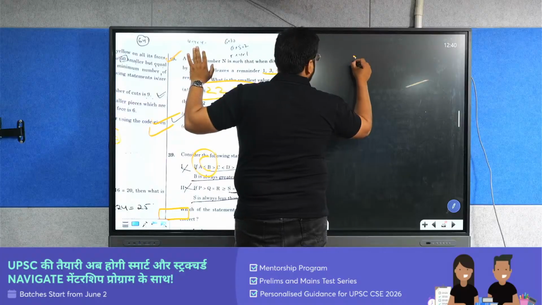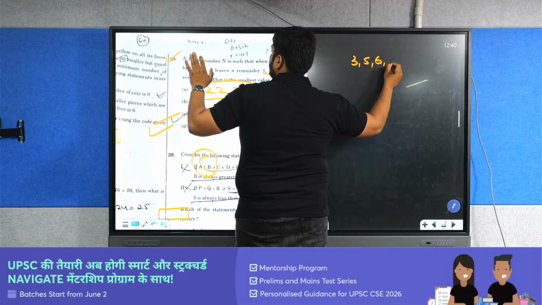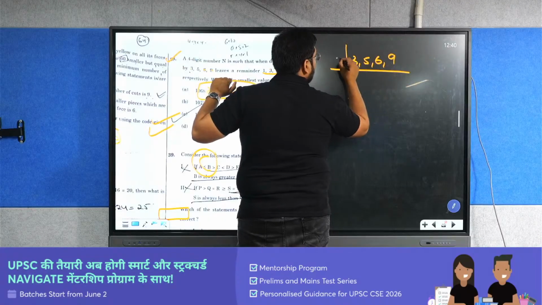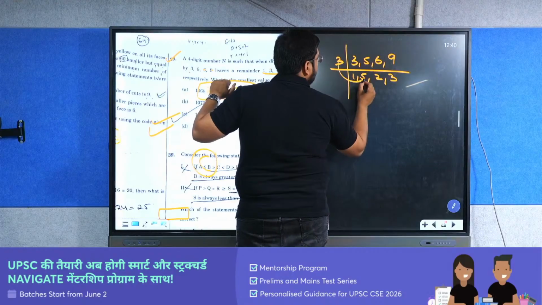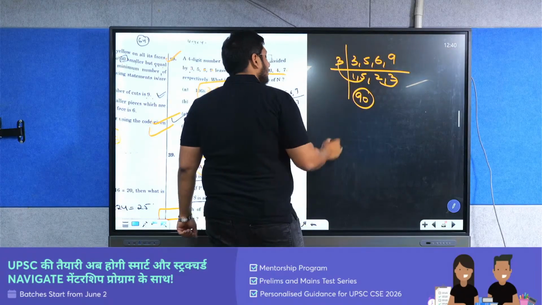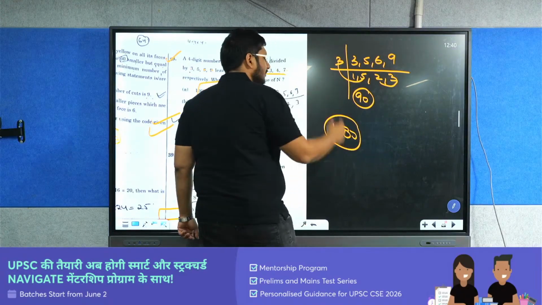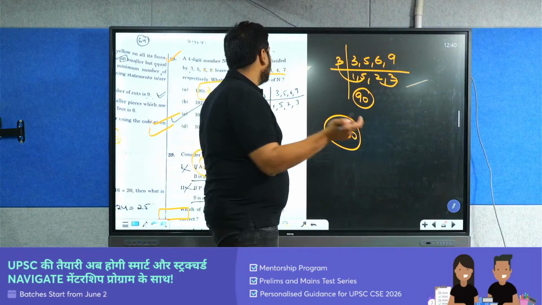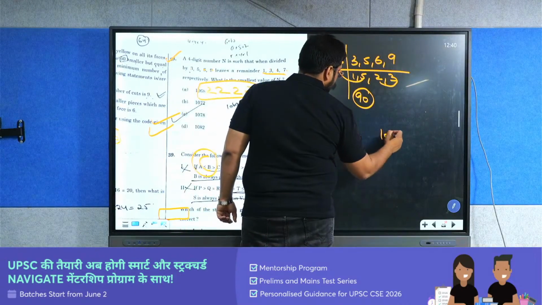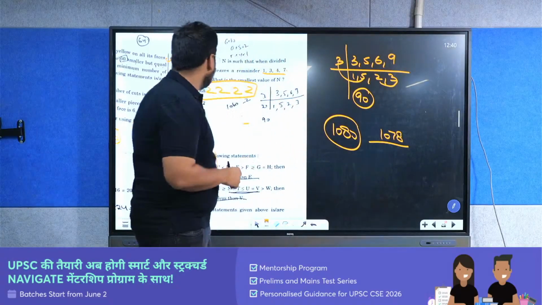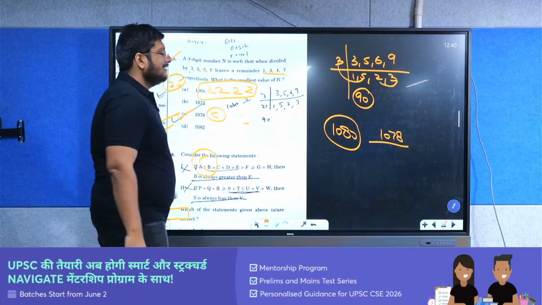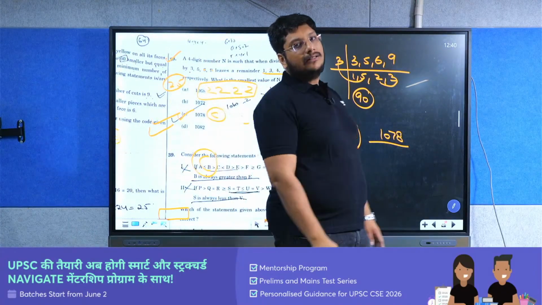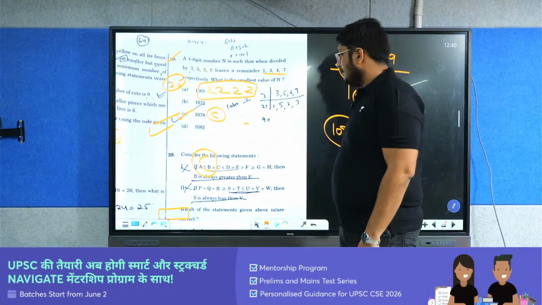LCM of 3, 5, 6 and 9. 3, 1, 5, 2, 3. 3 5s are 15, 2 3s are 6, 6 into 15, 90. So that would be 1080 is the least 4-digit number divisible by these numbers, and I have to have different remainders. So subtracting 2, 1078. Correct answer 1078, option C. Easy 2.5 marks. This is the easiest lot of questions that you can get in your exam. Next.